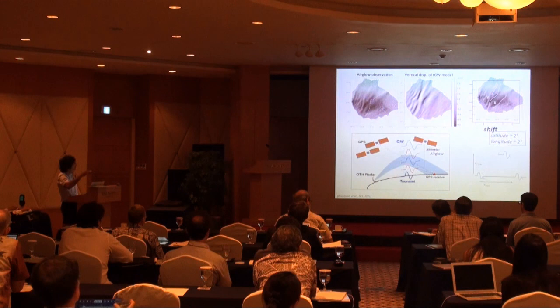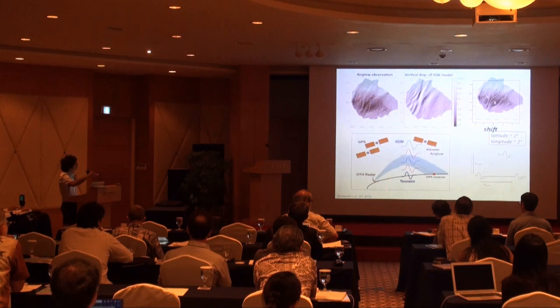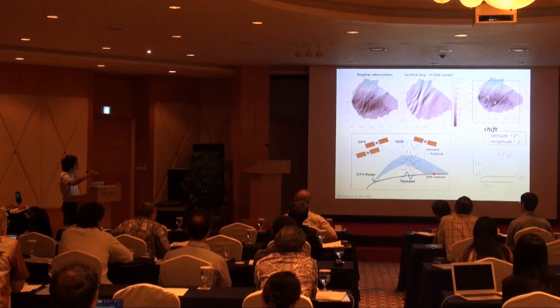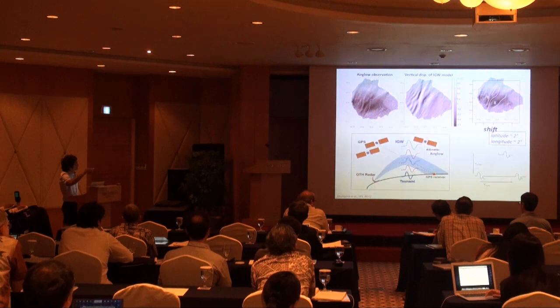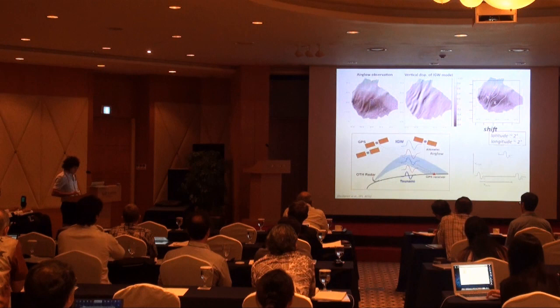So what does OTH radar do? They send electromagnetic waves as sky waves that are reflected by the ionosphere down to the ground, backscattered by the ground, and go back to the radar. And so we can try to measure the perturbation induced by internal gravity wave propagation in this OTH radar signal. To try to demonstrate it, we just made a simple modeling.